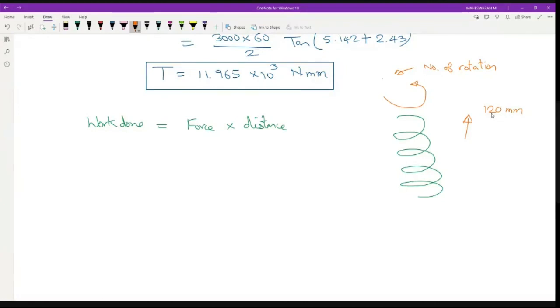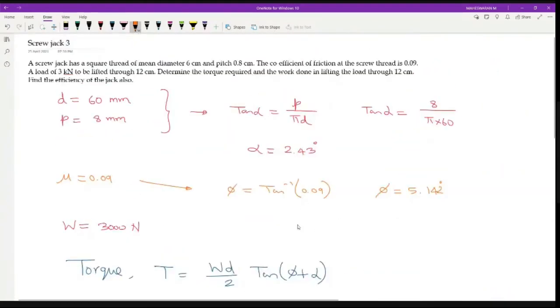So it's a screw, right? The distance is 120, that is what they mentioned. We give a rotation, and this rotation will make the screw lift. So to rise 120 mm, I have to identify the number of rotations. How to identify this? Is there any way? Total distance divided by the pitch.